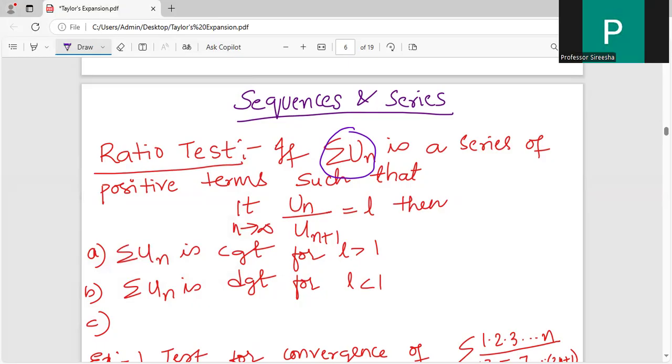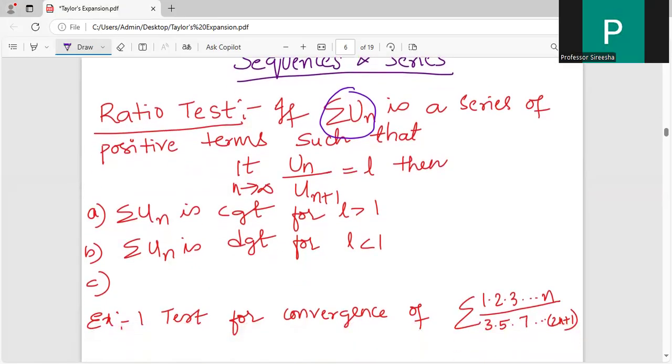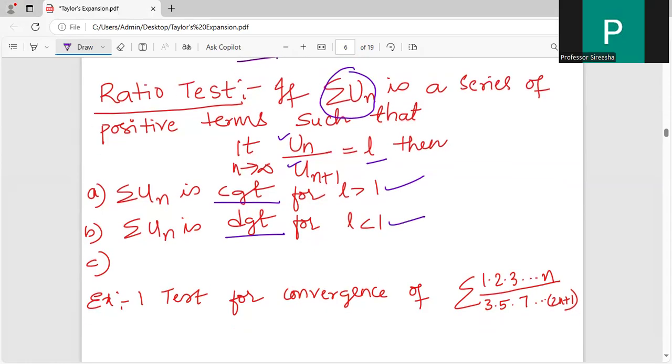If I have a positive series, then the ratio of its nth term to the n plus one term, as n tends to infinity, if it comes out to be L, and if L is greater than 1, the series would be convergent, and for L less than 1, the series would be divergent. There are different logics behind why the condition is like that.